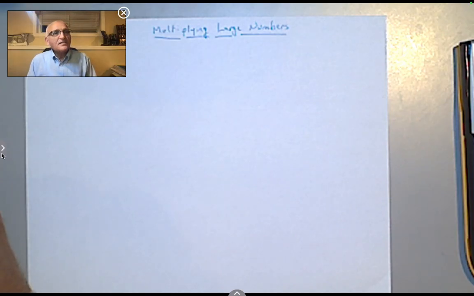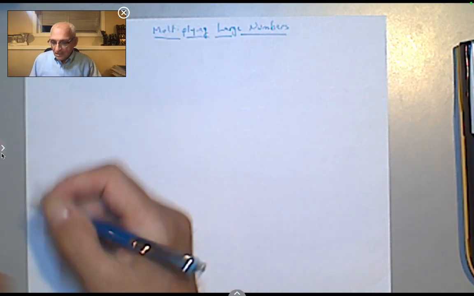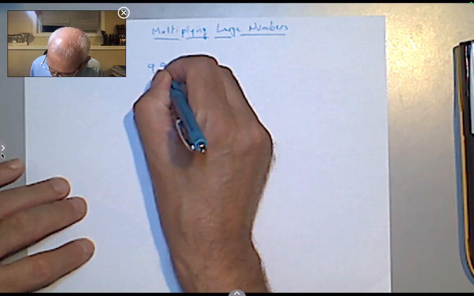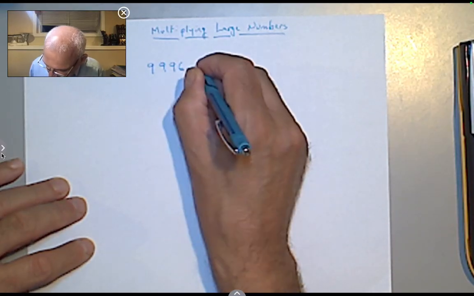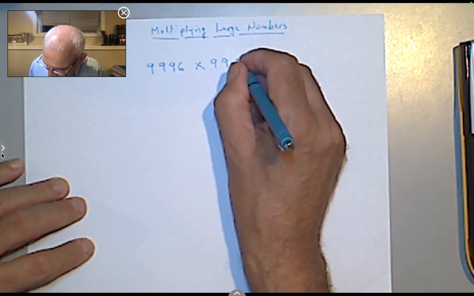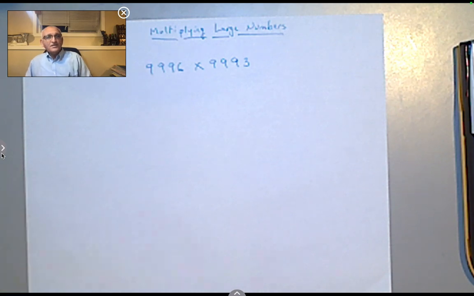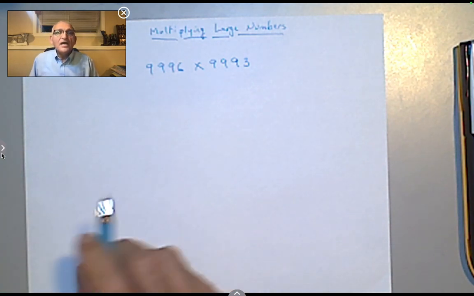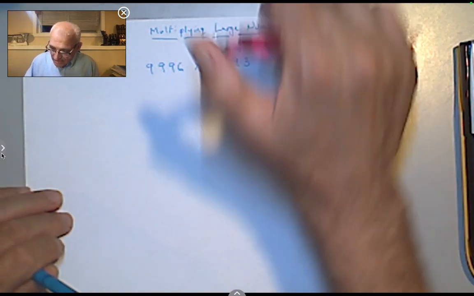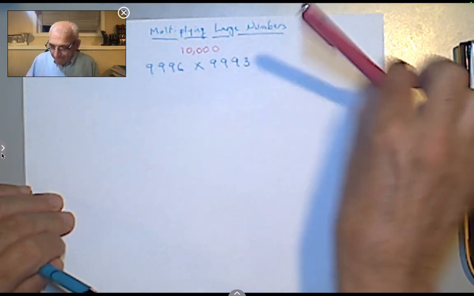Okay, so let's start with two numbers below a power of 10. Let me write two of them for you. So let's say 9,996 times 9,993. Again, because these are four digits, they are close to 10,000, a 1 and 4 zeros, right?